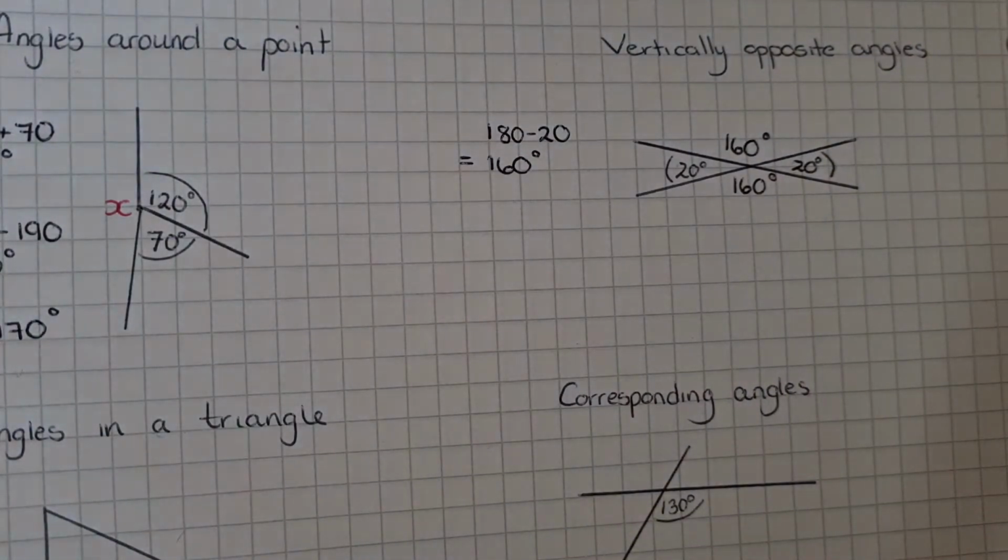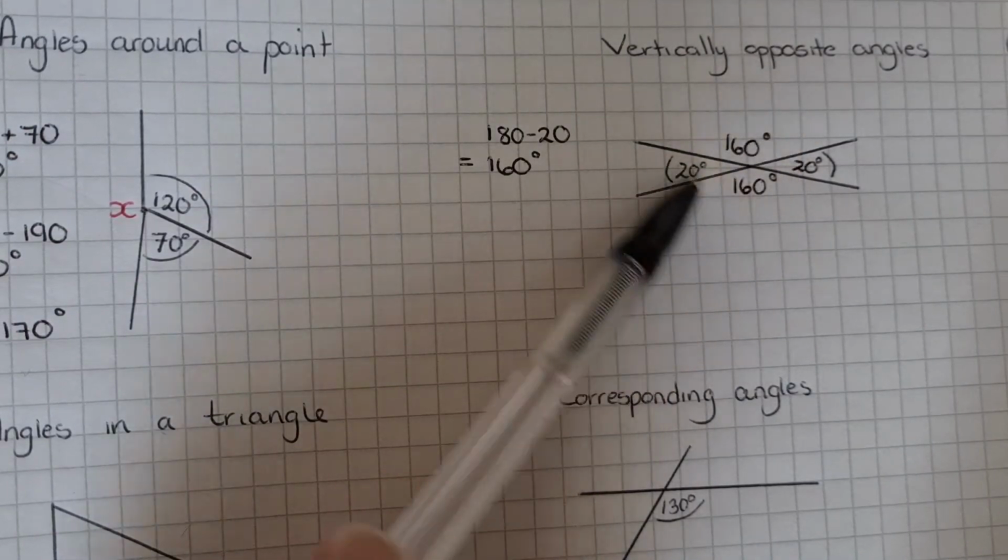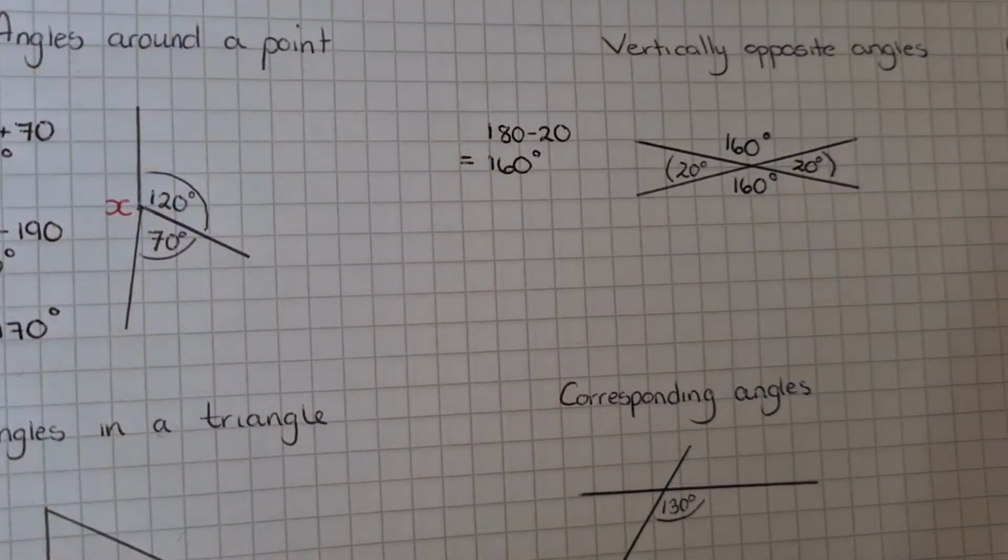Now, to check that you've done it right, what you could do is add up all of these angles, and because they're around a full turn, they should add up to 360.